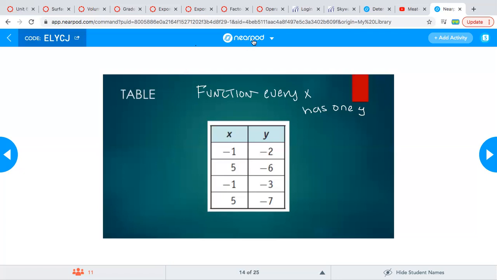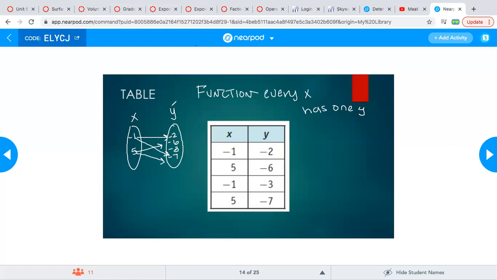In this table, we want to see if this is a function. We're trying to see, does every x have one y? When I'm looking at a table, I can do two things here. I can make a mapping. My x values are -1 and 5. And I can do the same thing for y. I have -2, -6, -3, -7. -1 is with -2, and I have a -1 that is with -3. So automatically we should notice that this is not a function, because these x's have two y's.